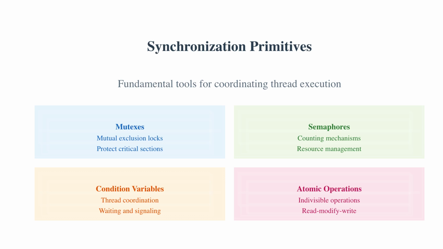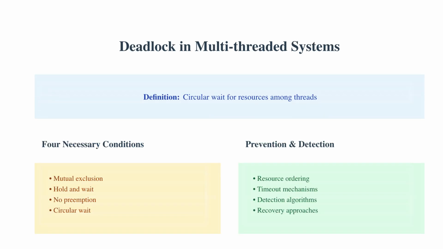Semaphores are more flexible counting mechanisms. Unlike mutexes, they can allow a specific number of threads to access a resource simultaneously. They're perfect for resource management, like managing a parking lot with limited spaces. Condition variables provide thread coordination through waiting and signaling. They allow threads to efficiently wait for specific conditions to become true, rather than constantly checking, like waiting for a notification instead of repeatedly asking, "Are we there yet?"